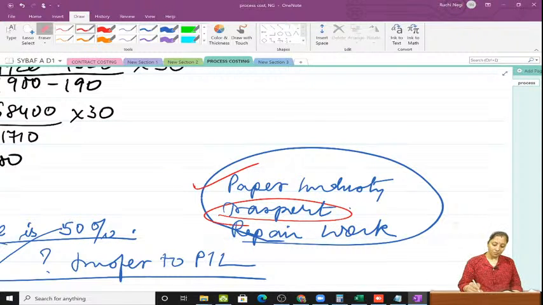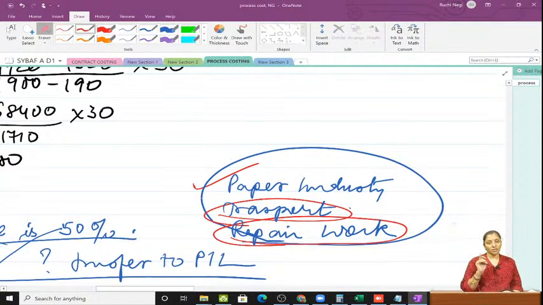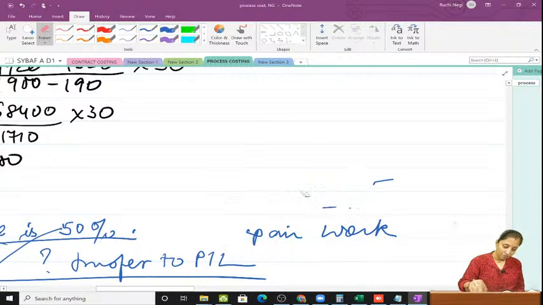Okay, repair work does not undergo any layers of process. It is the paper industry which goes through layers of processing. It is manufactured in stages. So any finished goods which are manufactured in stages, process costing is applicable. And construction industry, construction costing is applicable wherever there are constructions, making of dams, making of bridges, making of roads. So there it is applicable.